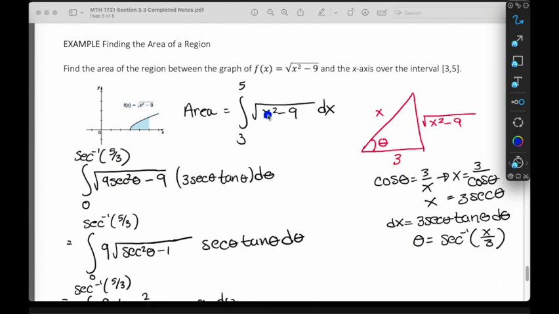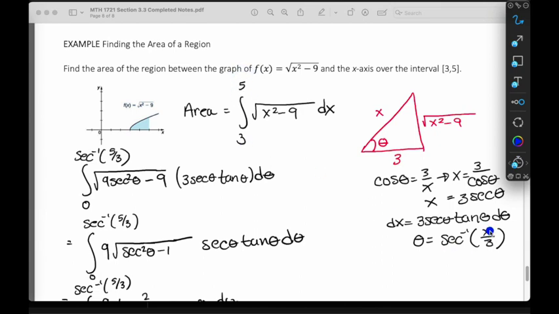So the x squared is now going to become 3 secant theta squared, which gives us 9 secant squared theta. And then, of course, I bring down this 9. The dx becomes the 3 secant tan theta d theta. And then because now we have this in terms of theta, I have to make sure that I reevaluate my limits here.